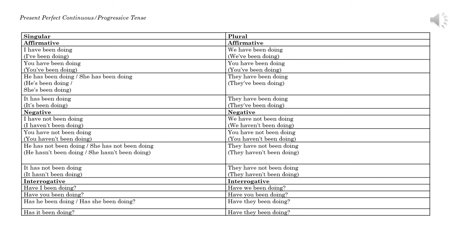Present perfect continuous or progressive tense. Affirmative. I have been doing. I've been doing. You have been doing. You've been doing. He has been doing. She has been doing. He's been doing. She's been doing. It has been doing. It's been doing.